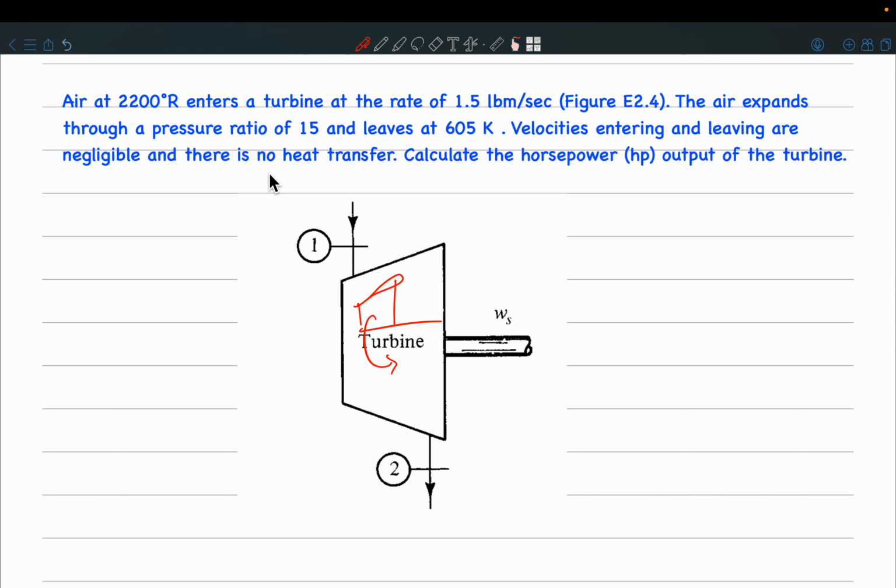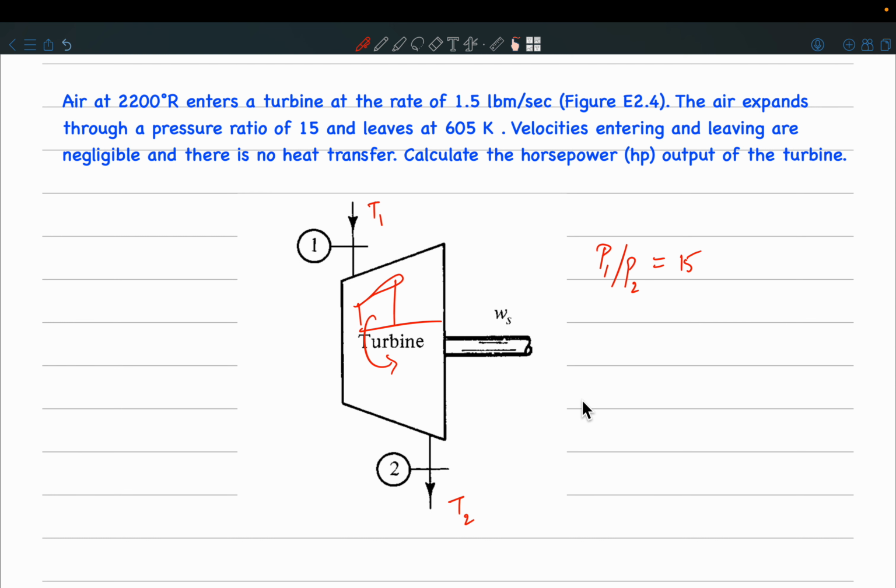So here is the question. The entrance temperature is given to you. Okay, so what is given? T1, and the rate at which this flow enters is also given to you. Then the air expands through a pressure ratio of 50. So that means you are given a ratio of P1 versus P2. So what happens in a turbine? Pressure increases or decreases? Decreases. So P1 by P2 is given to you as 50, and then the temperature at which it leaves is also given to you, T2.